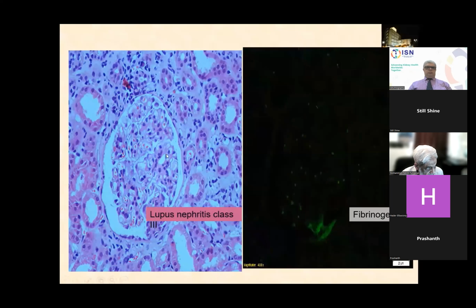This is a case of class 3 or class 4 lupus nephritis. Here we have fibrinoid change with fibrin exudation and early crescent formation. That is a very nice finding. This is staining for fibrinogen, after the fibrinoid change and the elaboration of fibrin, and early or starting crescent formation.